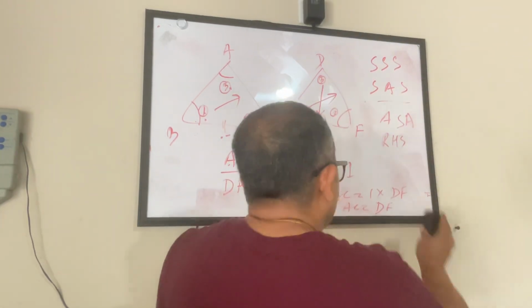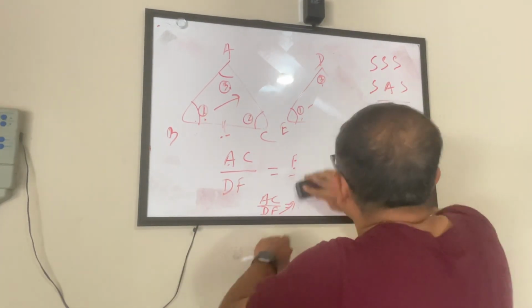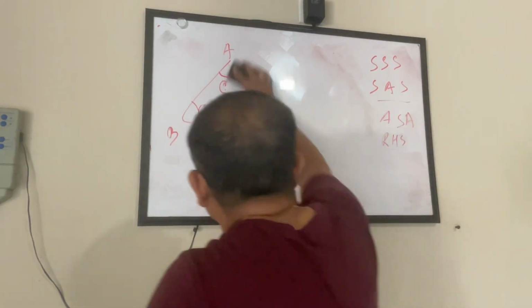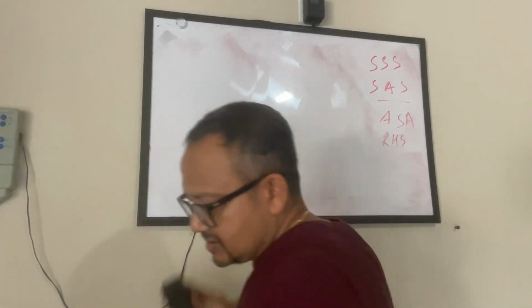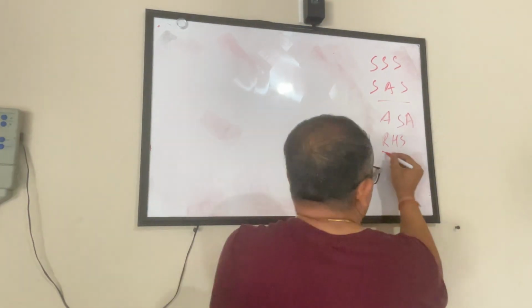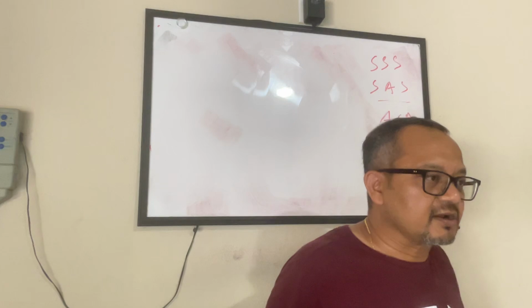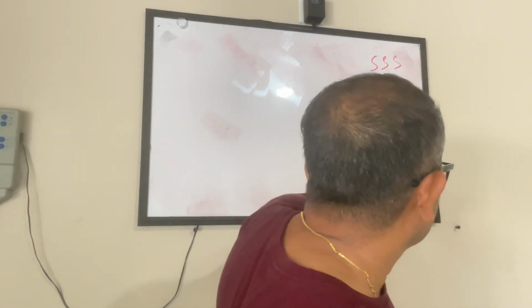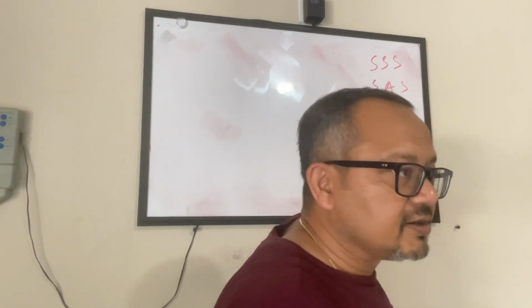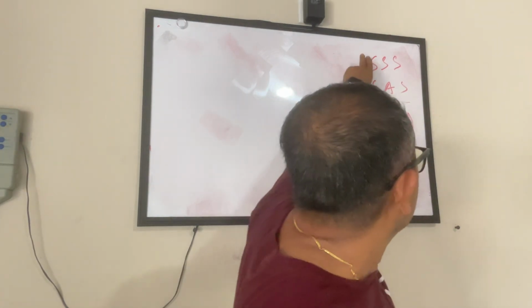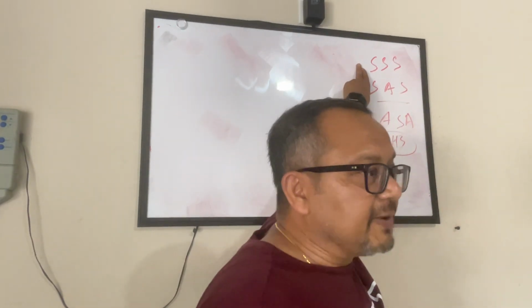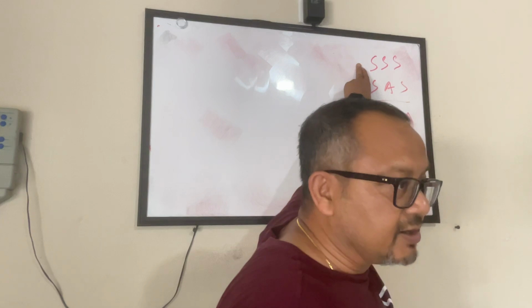So now let's go to the fourth theorem. That is called RHS. This theorem is only for right angle triangles. R stands for right angle triangle here. So the other three theorems that we saw apply for each and every type of triangle. But this theorem is specifically for right angle triangles.